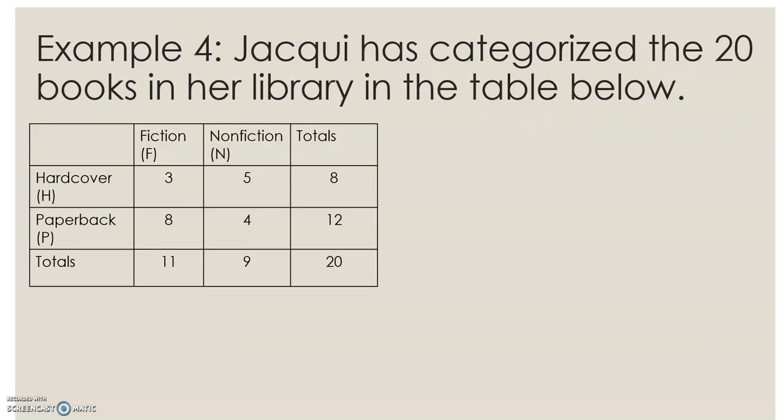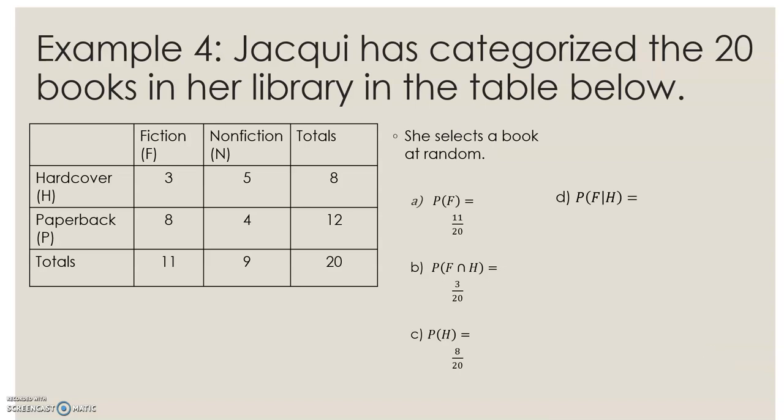Example 4. Jacqui has categorized the 20 books in her library in the table below: hardcover, paperback, fiction, nonfiction. She selects a book at random. What's the probability that the book is fiction? 11/20. The probability of fiction and hardcover, 3/20. Probability of hardcover is 8/20.